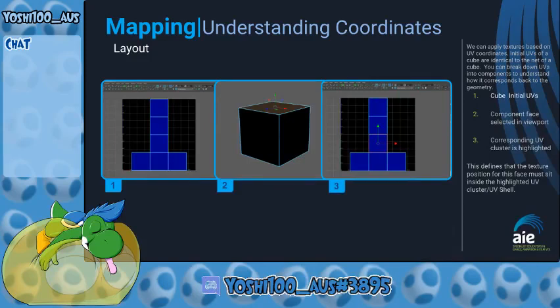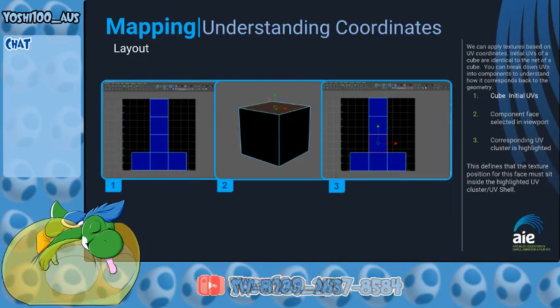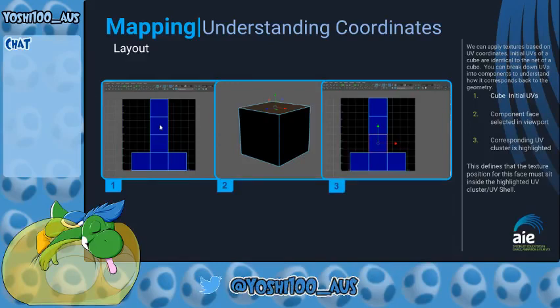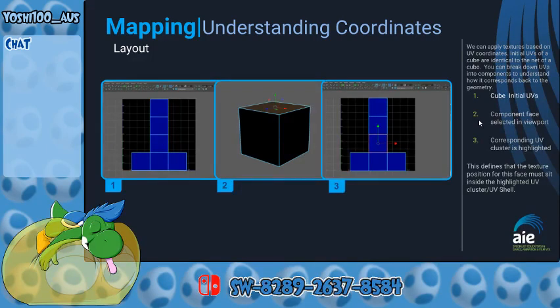Understanding coordinates. We can apply textures based on UV coordinates. Initial UVs of a cube are identical to the net of a cube. Okay. You can break down UVs into components to understand how it corresponds back to the geometry. Okay, so that's the initial UV. The component face selected in viewport, right? So if you select it here, it will be selected there. Okay. Corresponding UV cluster is highlighted. Cluster. Does that just mean the area around it? Okay. This defines that the texture position for this face must sit inside the highlighted UV cluster or UV shell. Okay, right, okay, that makes sense.